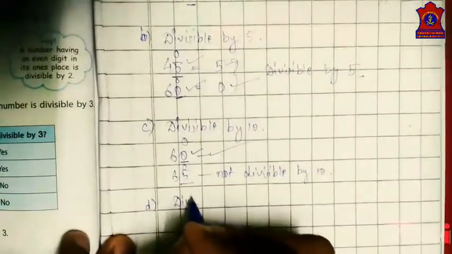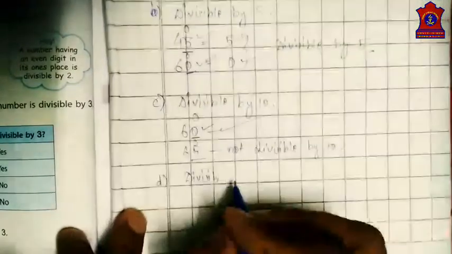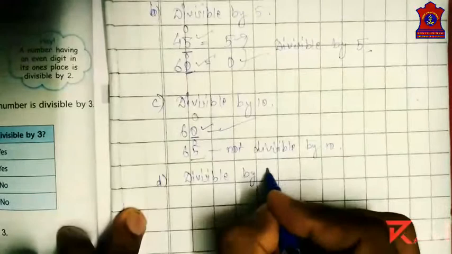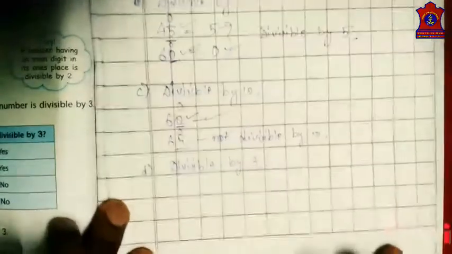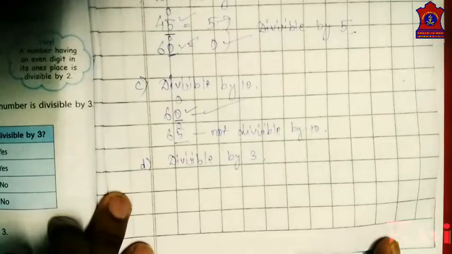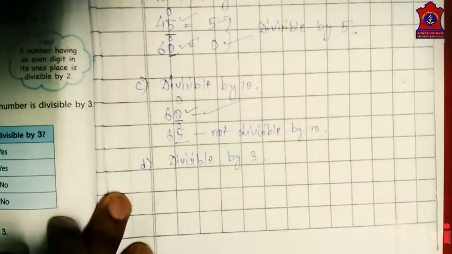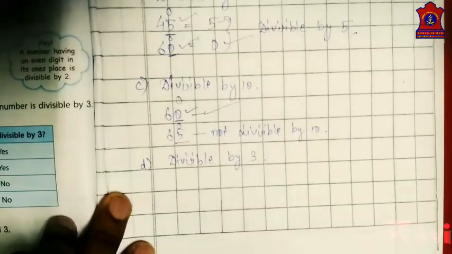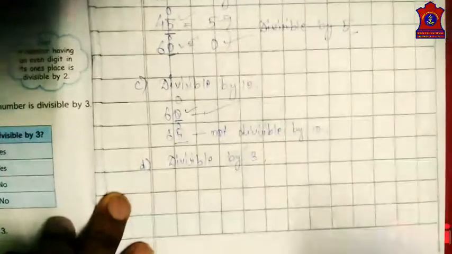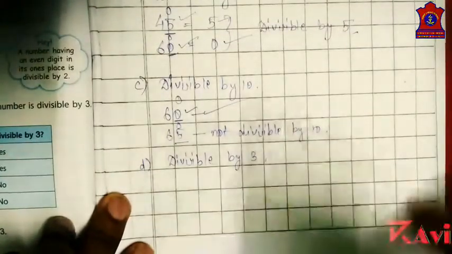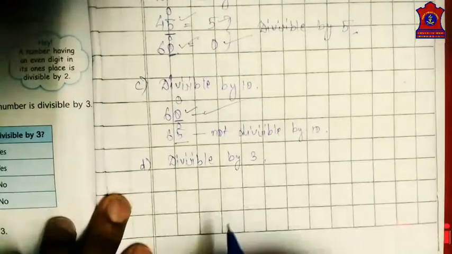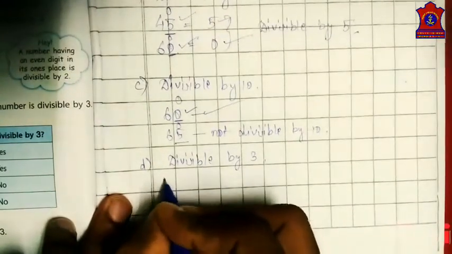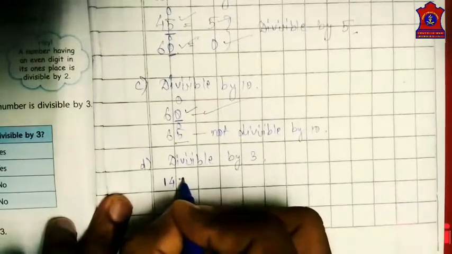Now look at the next rule of divisibility. Divisible by 3. When can you say that a number is divisible by 3? Here we need to check if a number is divisible by 3 or not. See, a number is divisible by 3 if the sum of the digits of the number is divisible by 3. How to find out? Say for example, I'm taking a number 147.